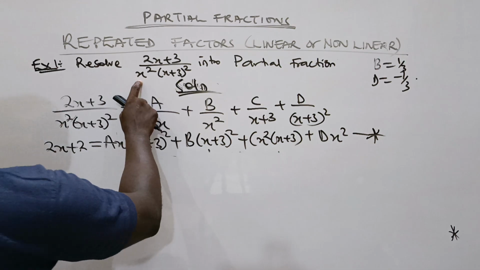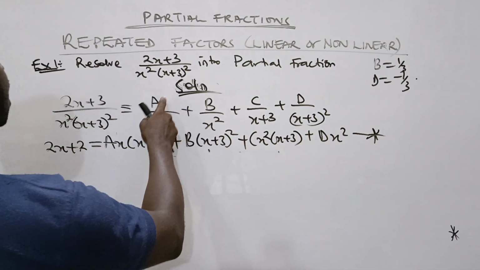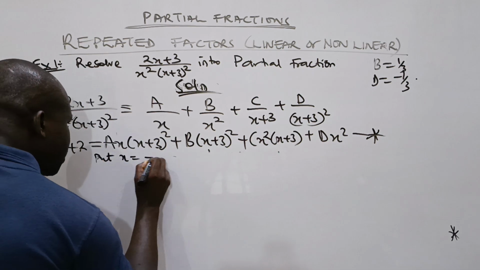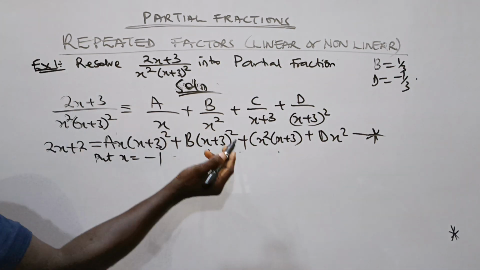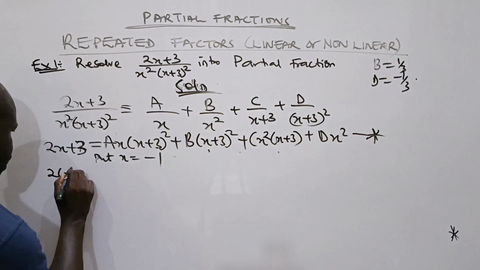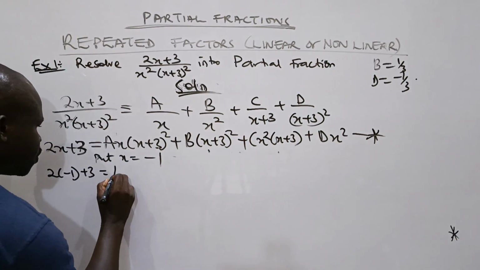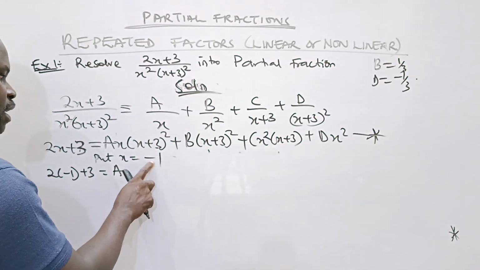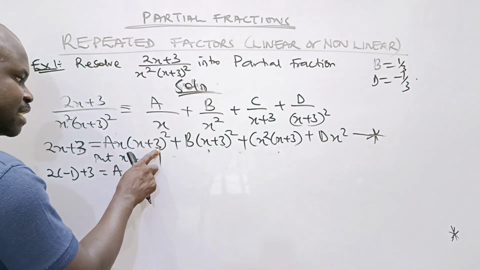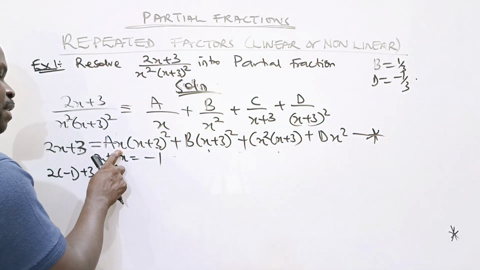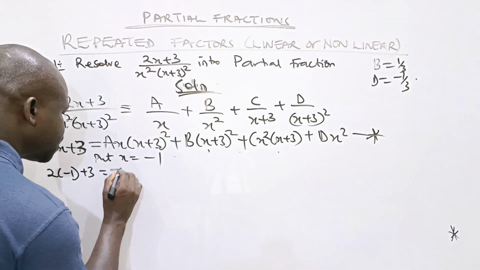So these are when x equal to 0 and x equal to minus 3. I can also say put x equal to minus 1. If I substitute x equal to minus 1 in this equation, what will happen? I'm going to have 2 into bracket minus 1 plus 3 to be equal to a. If x is equal to minus 1 here, minus 1 plus 3 is 2. 2 squared is 4, 4 times minus 1, so I'm going to get minus 4a here.